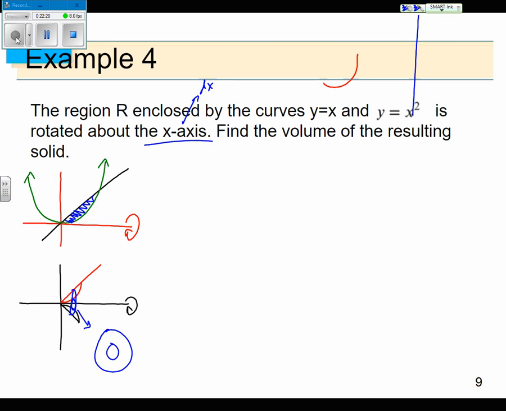Now, if you're hungry, you can go ahead and call it a donut. That would be fine. I am pretty hungry. I haven't eaten in a while. So I'm going to call it a washer. You're going to hear me refer to it as a washer. And that's the second shape that we can have on this, a washer.